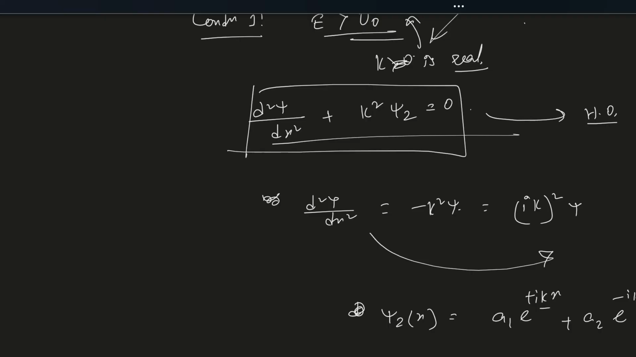So this can be a1' cos kx plus a2' sin kx. These are oscillatory solutions, right? Oscillatory because sine and cosine are oscillatory solutions.